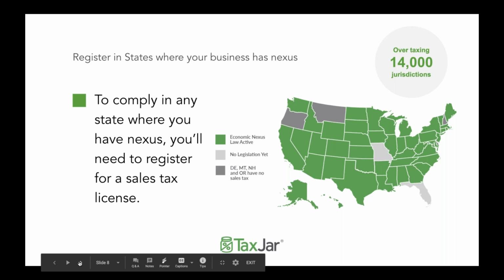So all of this to say, once you determine where you have nexus, physical or economic, to be compliant, you'll need to register for a sales tax permit in those states. And this graphic is a representation of all of the states that have active economic nexus laws. And you can see that within those states, there are over 14,000 different taxing jurisdictions to comply with.